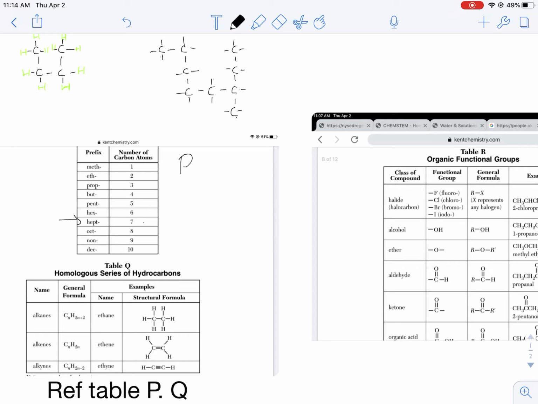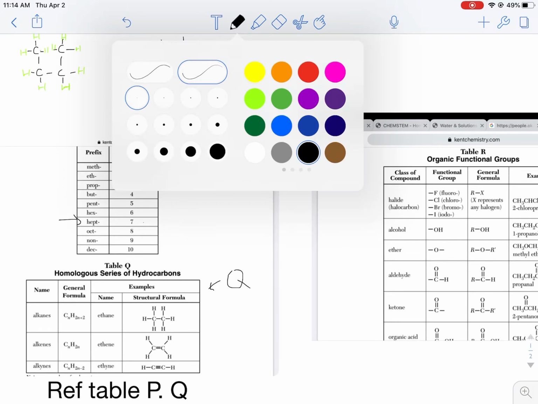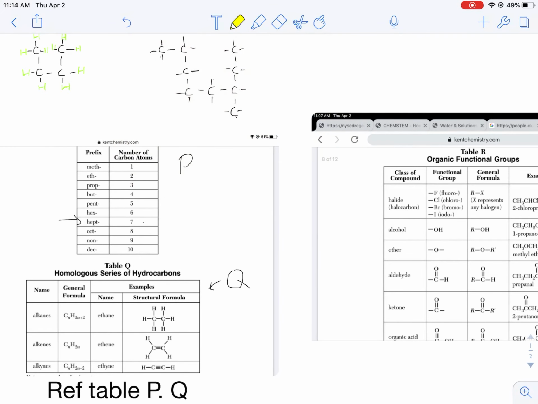The reference table right below it, reference table Q, indicates to me that if there is a single linkage between the carbons, and I'm going to demonstrate how do I know that this has a single link. Right there is a single linkage between them. In here there is a double linkage, and in here there's a triple linkage.